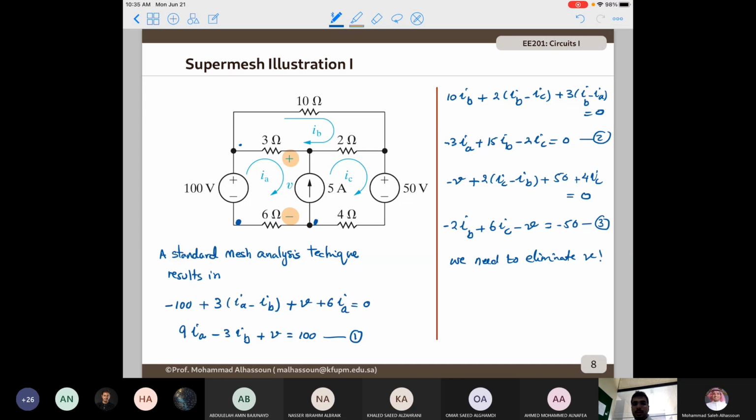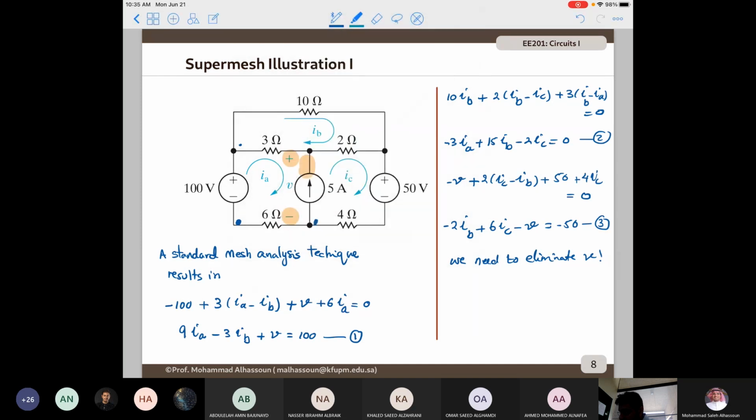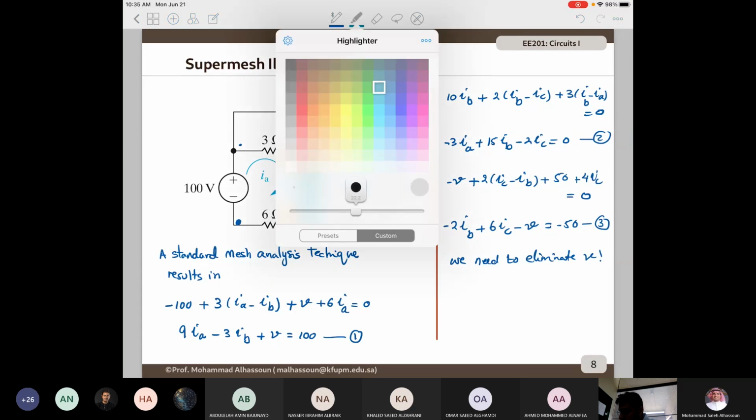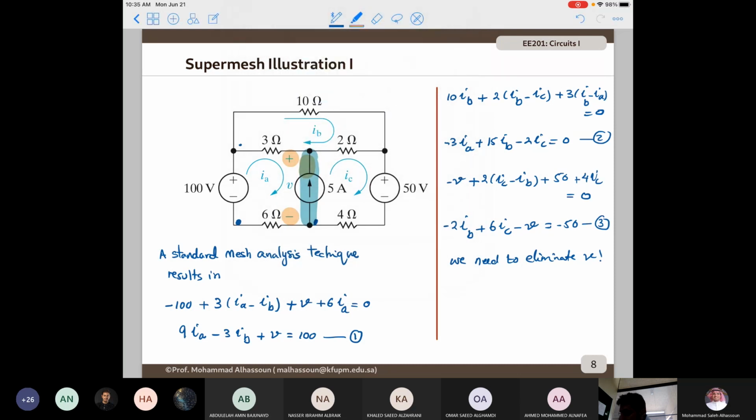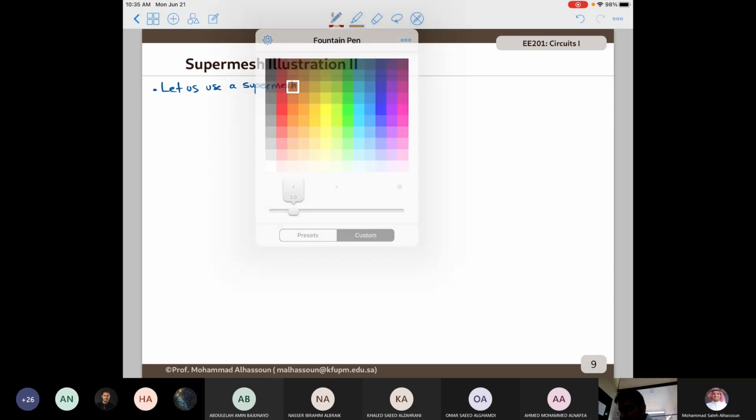So it turns out if we eliminate this one, so we take this one, we eliminate it. We say, okay, we're going to remove it mentally. And let's draw the circuit without the current source. So in this case, let us use a supermesh. So let me draw the circuit here.